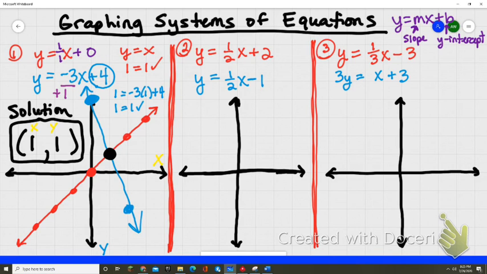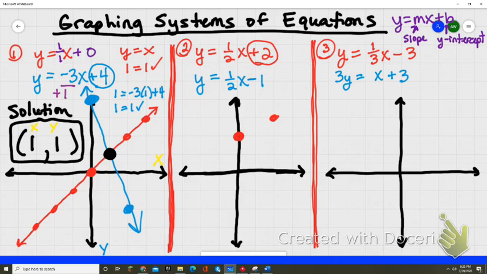My next two examples are special cases, but the special cases don't happen too often. So most of the problems in your homework will be like number one. So let's look at number 2. On this one, your y-intercept is 2. So from the origin, you're going to go up 2. You always go up or down because that's your y-axis. And then your slope is rise 1, run 2 to the right.